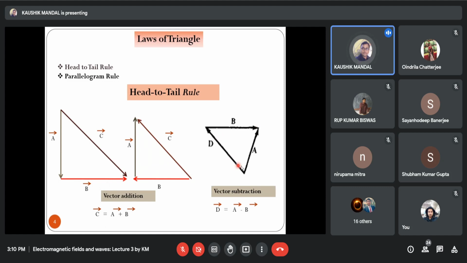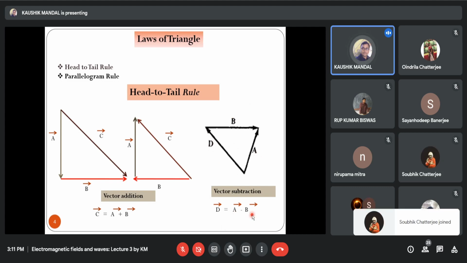But in this particular figure, if you consider finding D in terms of vectors A and B, if you apply this head-to-tail rule, vector A, B and vector D, this is the tail of the vector D, head of the vector D, tail of the vector B and head of the vector B. That means D and B will be added. So D plus B equal to A. So we can write what the D vector will be. D will be equal to A minus B.